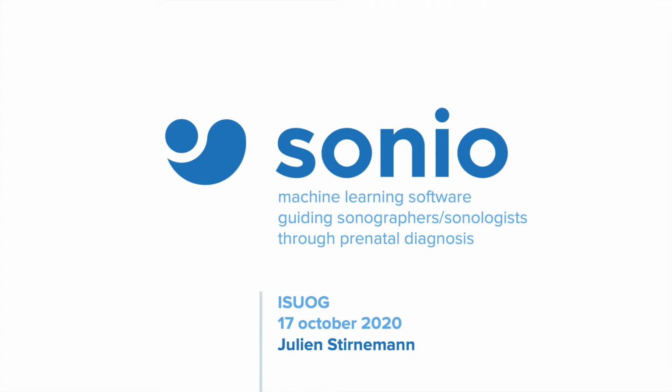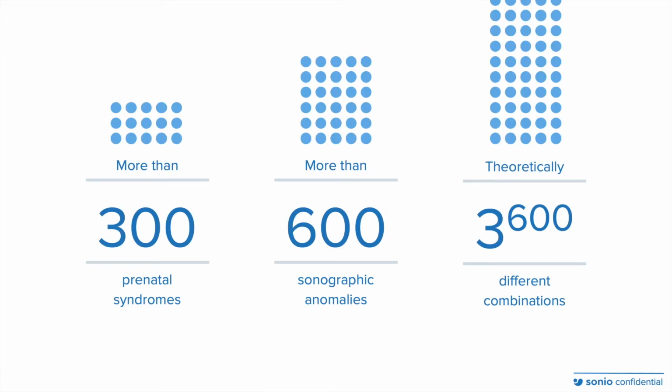Sonio is a machine learning software designed to guide practitioners through the differential diagnosis of prenatal syndromes. Now indeed, there are more than 300 such syndromes, 600 potential anomalies that can be detected by fetal ultrasound, and theoretically, 3 to the power of 600 different possible combinations of such sonographic anomalies, considering that each sign may be either present, absent, or considered uncertain by the practitioner.